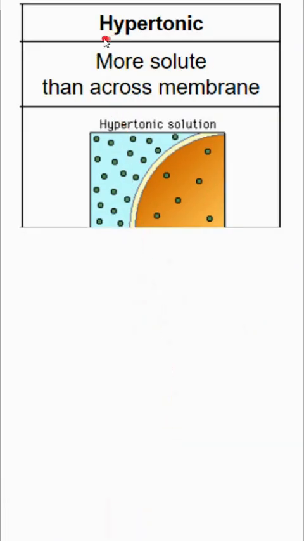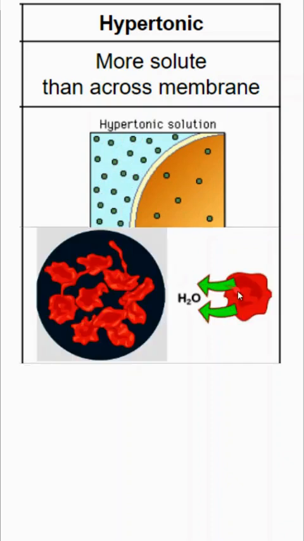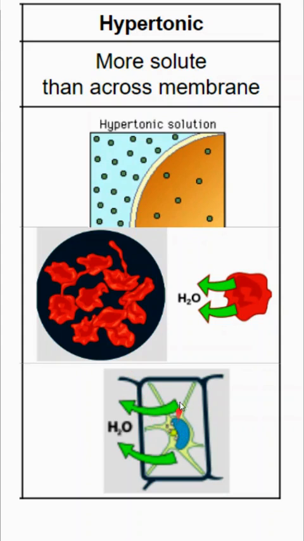When we think about hypertonic, if someone is hyper, we often talk about them having high energy. So hypertonic solutions have more solute than across the membrane. So if there's more solute here, which way is water going to travel? And it's going to go out of the cell, which would cause the animal cells to shrivel up. And in plant cells, it would pull the cell membrane away from the cell wall, and the plant would become flaccid.